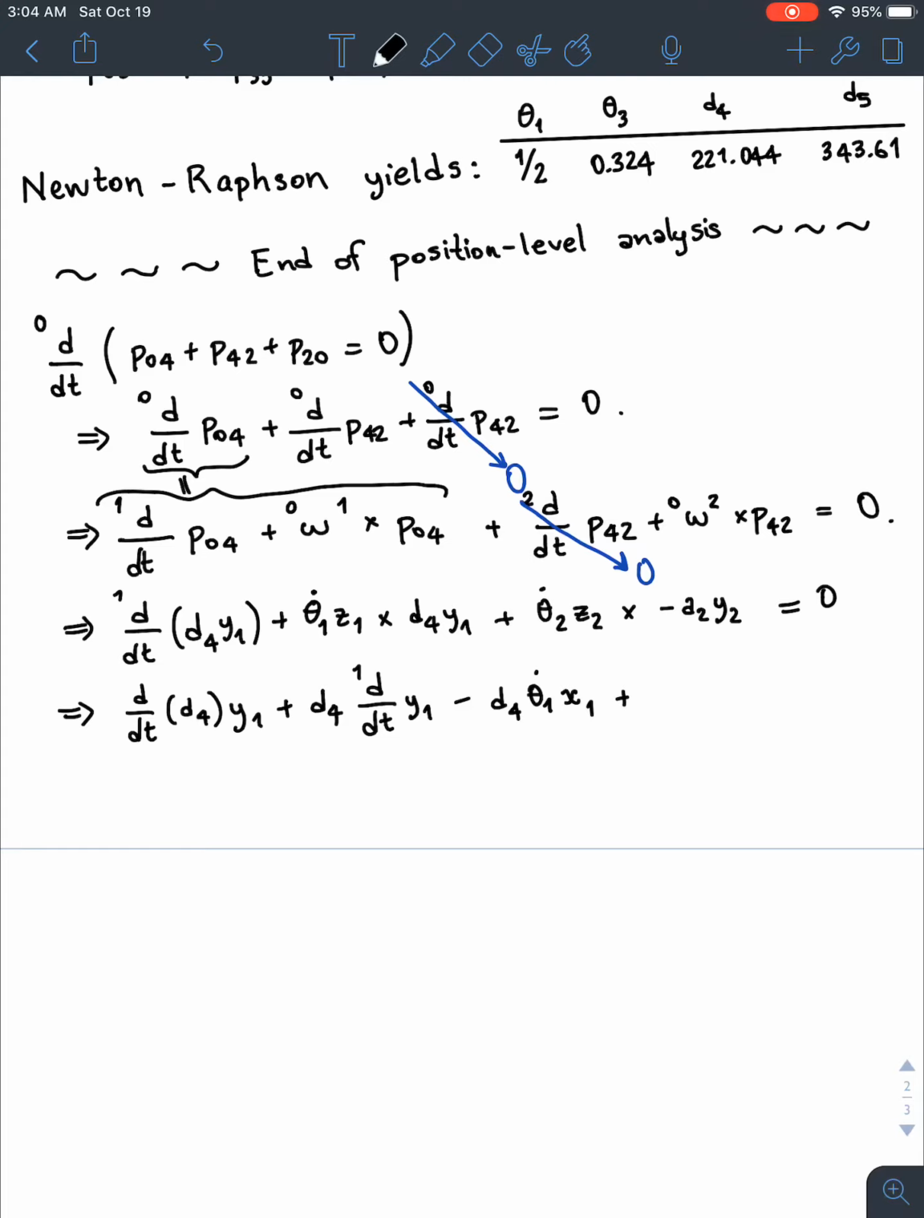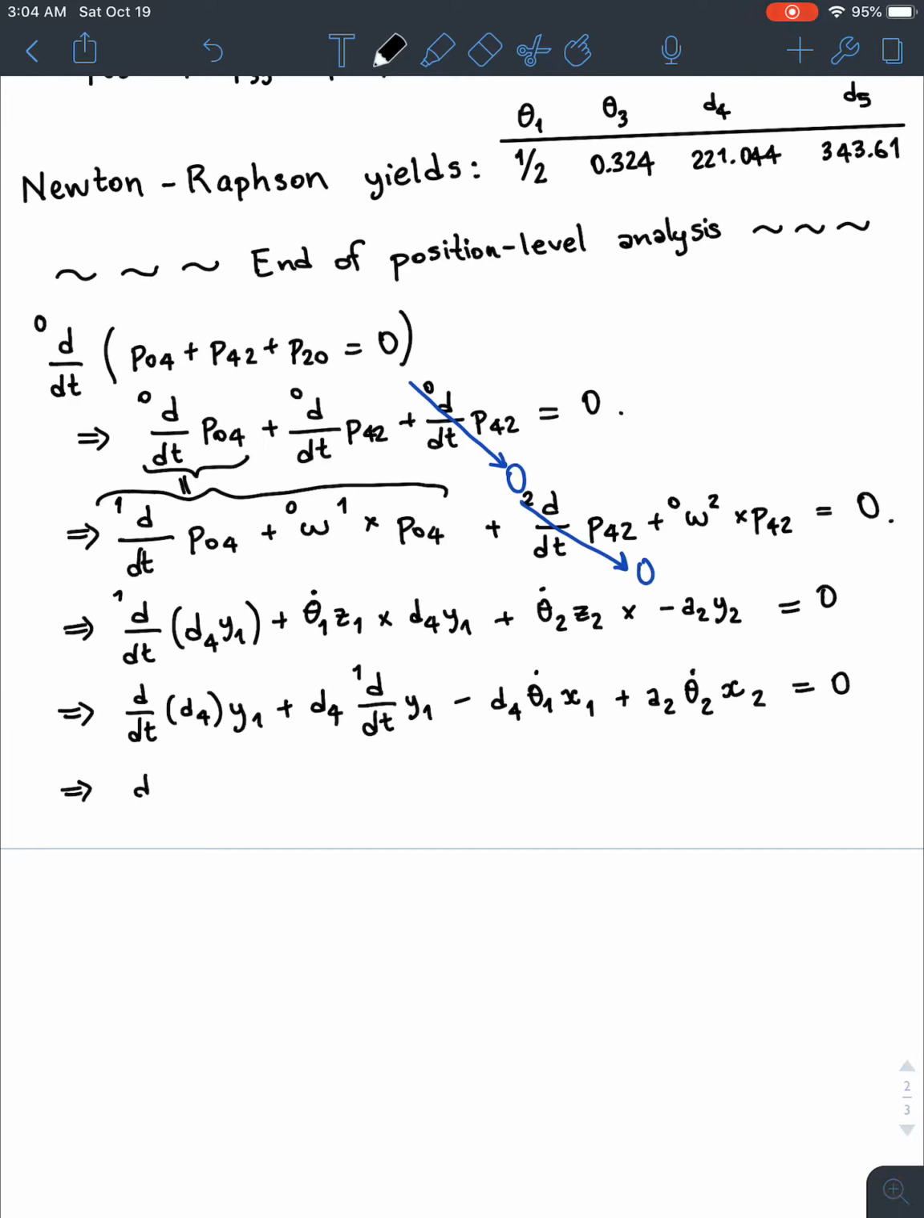Similarly, for the next term over here, I have theta 2 dot z2 cross minus a2 y2. Now I can take the a2 theta 2 dot term, because those are scalars, in front. I'm left with z2 cross negative y2. So z2 cross y2 was equal to negative x2. Since I already have another negative, this is going to be positive x2 equals 0. And finally, I'm going to do some more simplification.